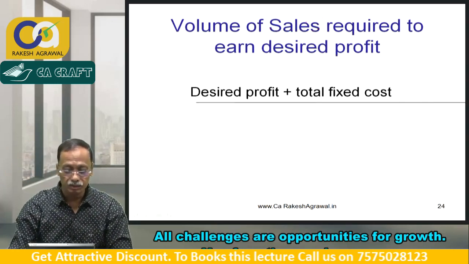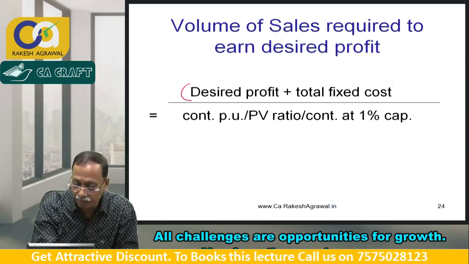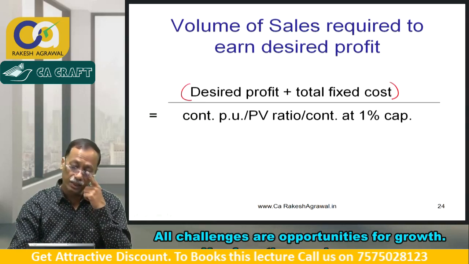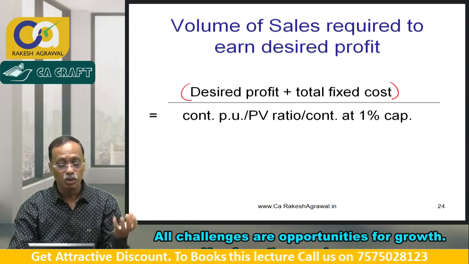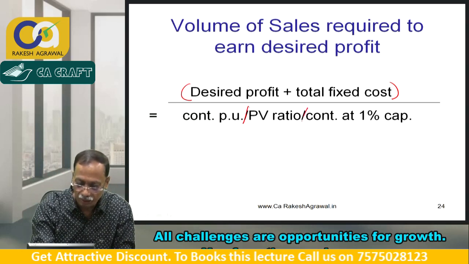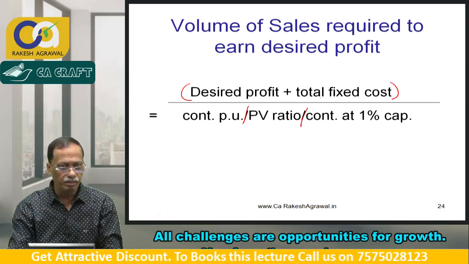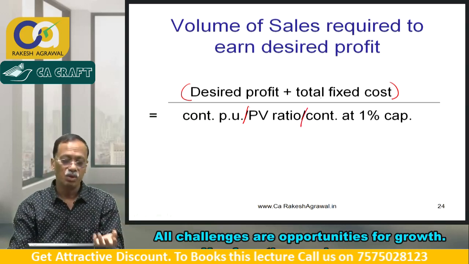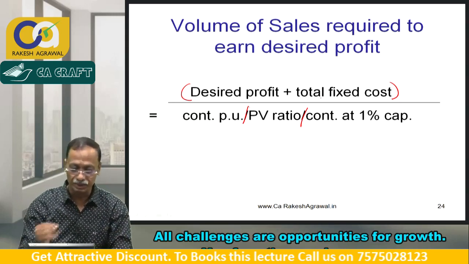It means you are supposed to calculate sales volume to earn your targeted profit or desired profit. And the formula which is already printed in your notes is numerator is desired profit plus fixed cost, divided by same, either contribution per unit or PV ratio or contribution at 1% capacity, either or, depending upon how you want the answer. If you want the answer in number of units, divided by contribution per unit. If you want the answer in rupees, divided by PV ratio. Or if you want the answer in percentage capacity, divided by contribution at 1% capacity.